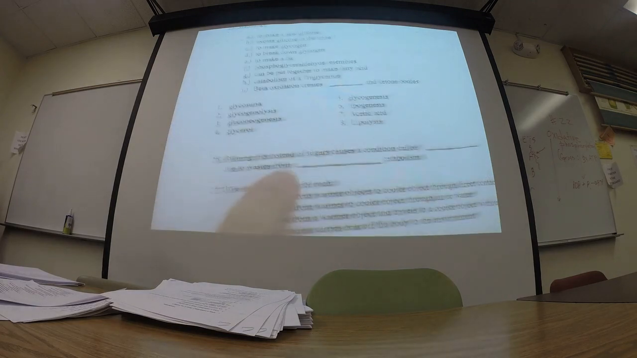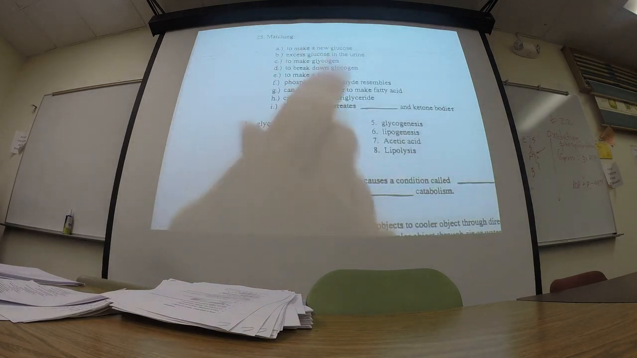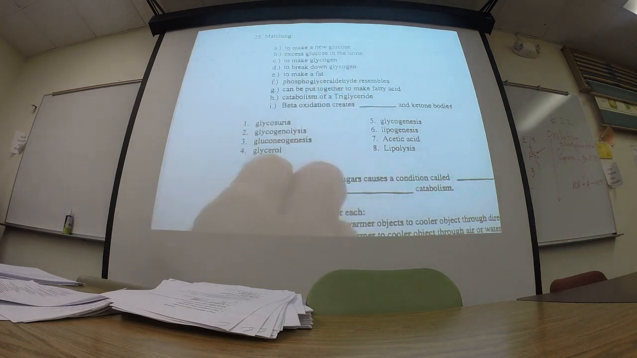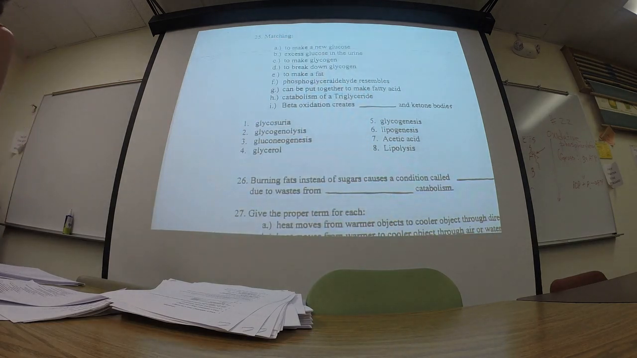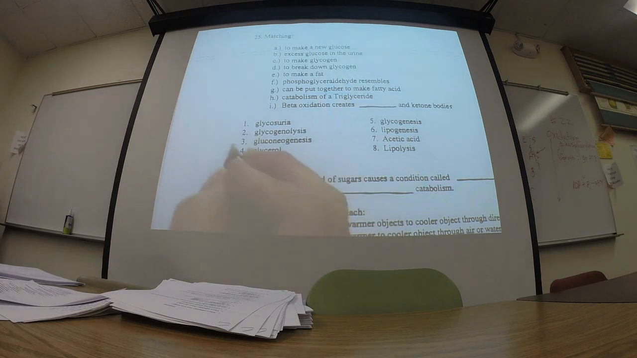Now here you can either put the number up here by the answer, or however you want to do it, put the letter down here. But what is the vocabulary word for making a new glucose out of food scraps left in the pathway? Gluconeogenesis, number 3.